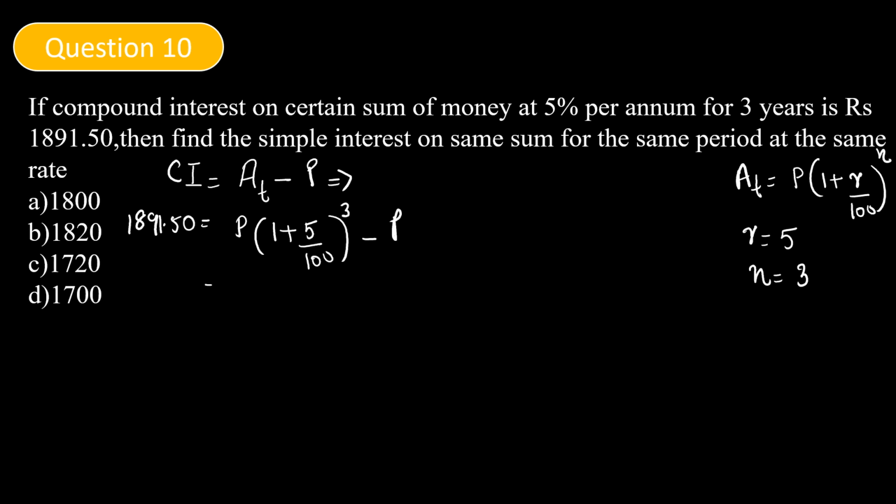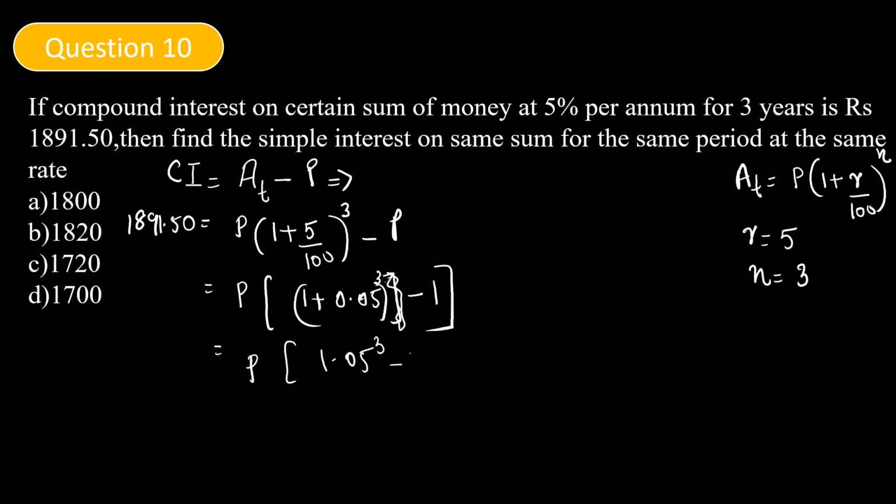Now AT is P into 1 plus R by 100, that is 5 by 100, whole raised to 3, minus P. This P can be taken common. 1 plus 5 by 100 is 1.05 whole cube minus 1. P is taken as common. This is P into 1.05 whole cube minus 1. This is 1891.50. From this equation we can find P, that is P is equal to 12,000.